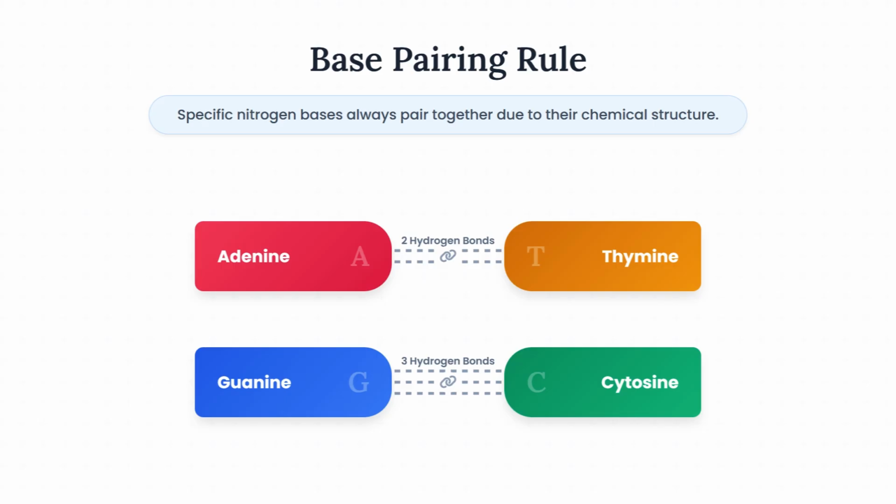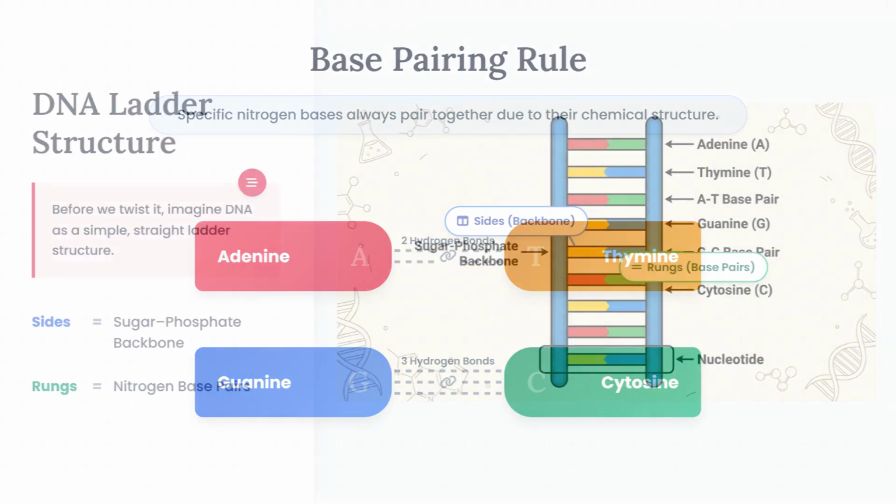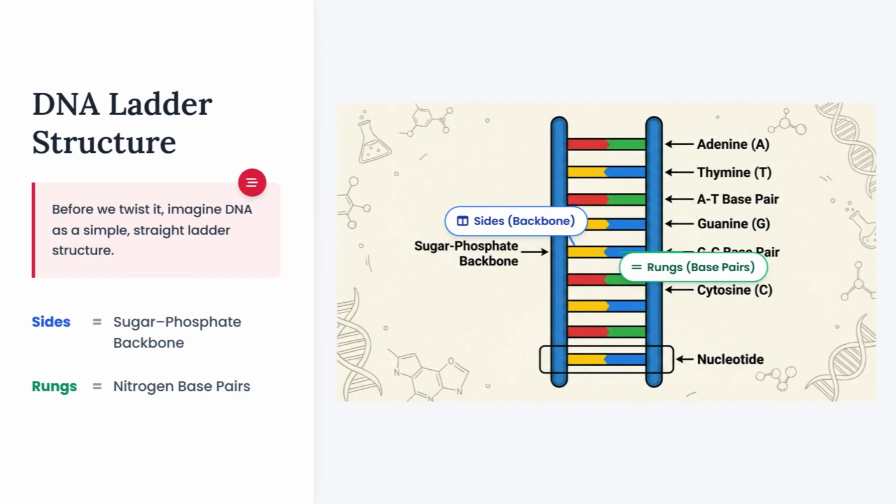With this rule in mind, let's visualize the complete ladder. The title is DNA Ladder Structure. It states, before we twist it, imagine DNA as a simple straight ladder. It identifies the sides as the sugar-phosphate backbone and the rungs as the nitrogenous base pairs. The diagram labels the bases A, T, G, and C, the base pairs AT and GC, and the backbone.